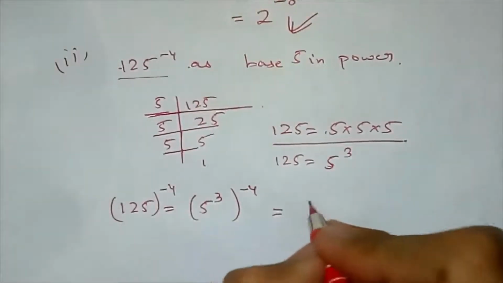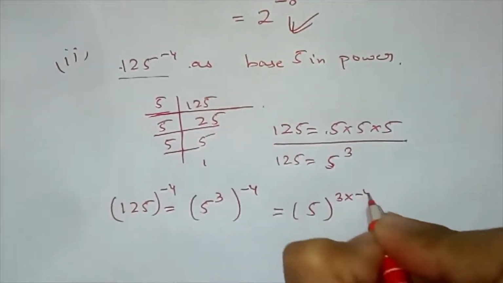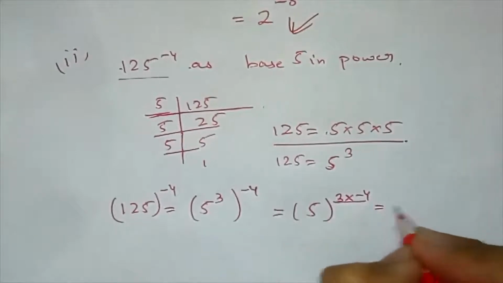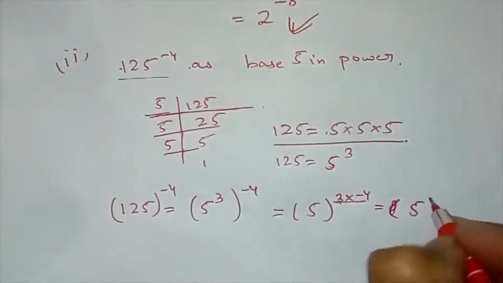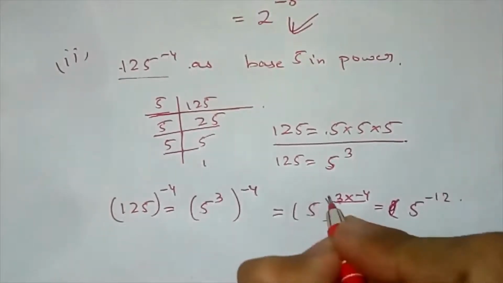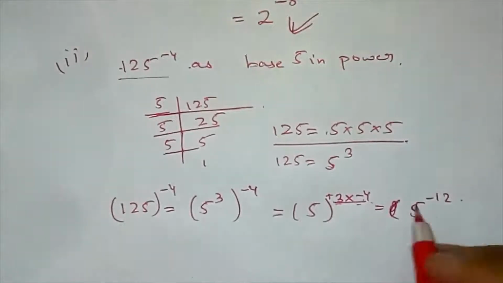Now further we will multiply the powers. 5 to the power 3 into minus 4, which will be 4 3s are 12. It's a simple calculation. 4 into 3 is 12, and the sign will be minus because 3 is positive and 4 is negative, so plus into minus is minus. Done.